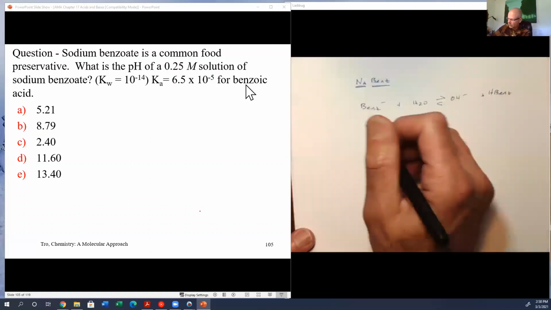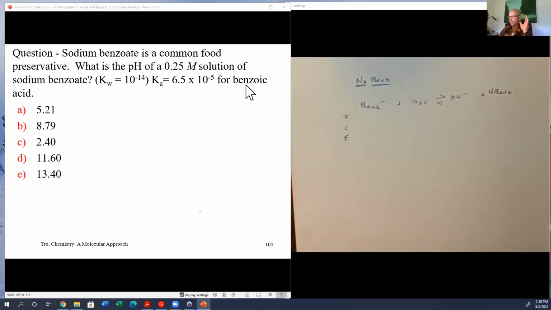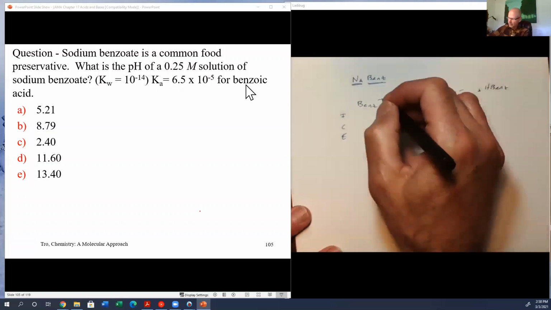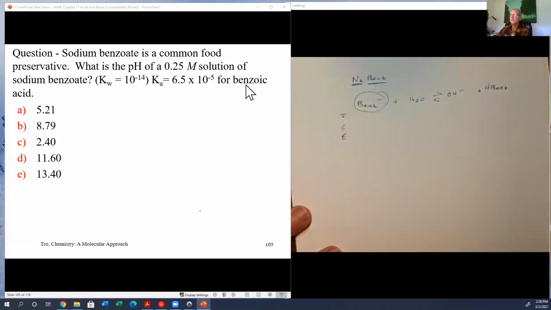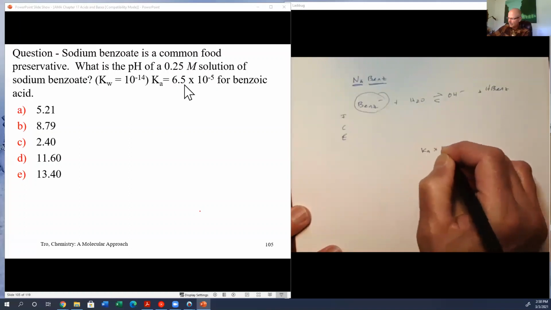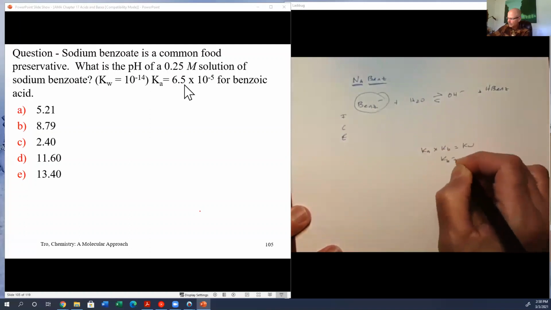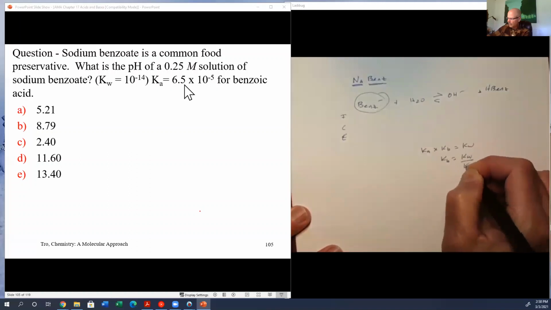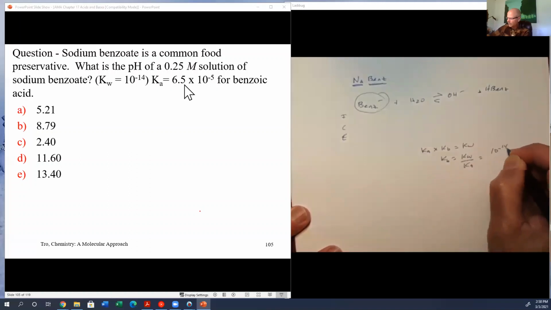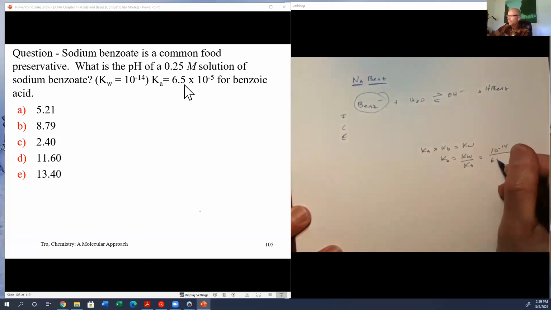So the next thing you want to do is set up your ICE table, right? And then remember, this is an ion acting as a base. They're giving you Ka. To solve this problem, you're going to need Kb, right? So how are you going to get Kb? Ka times Kb is equal to Kw. So Kb is equal to Kw divided by Ka, which is 10 to the minus 14 divided by Ka, 6.5 times 10 to the minus 5.